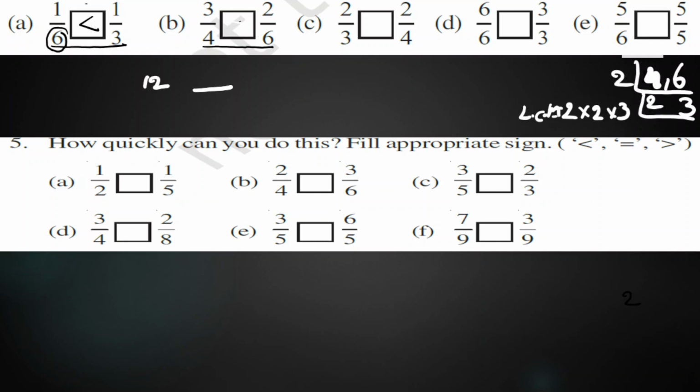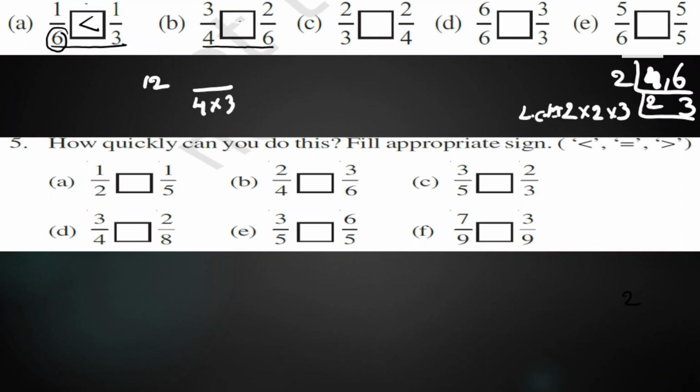So let me take the LCM of these 4 and 6. The LCM of 4 and 6 becomes 2 into 2 into 3. LCM is 2 into 2 into 3. This is nothing but 12. Now 12 is the LCM. Let me write the equivalent fractions.